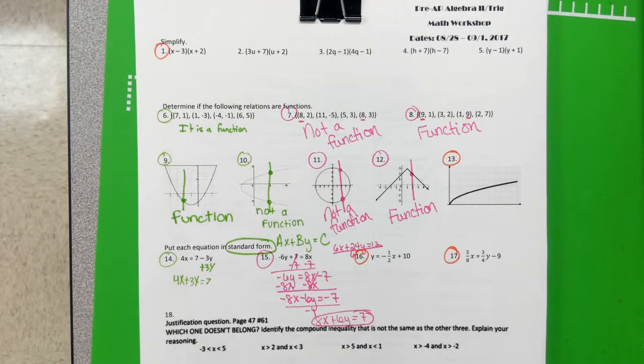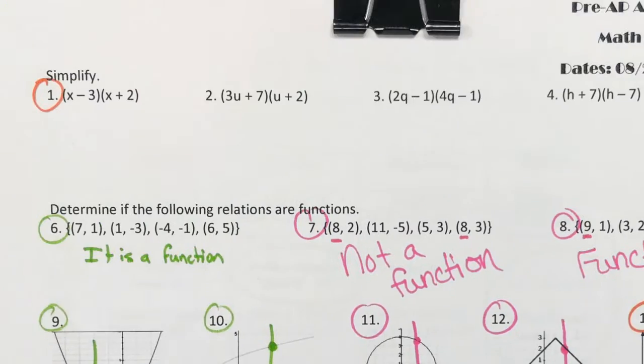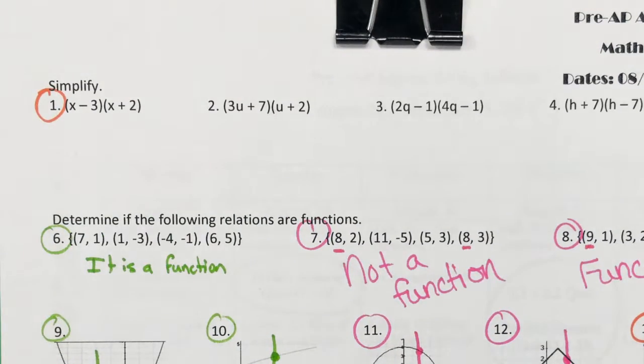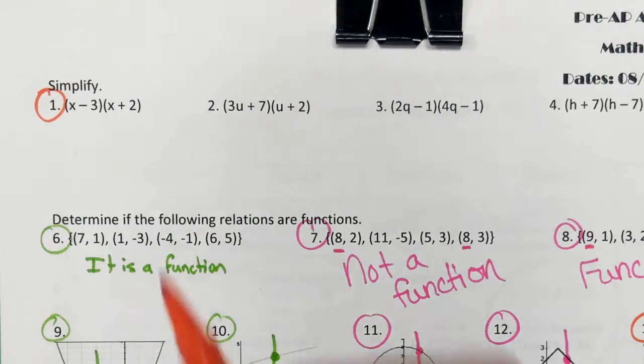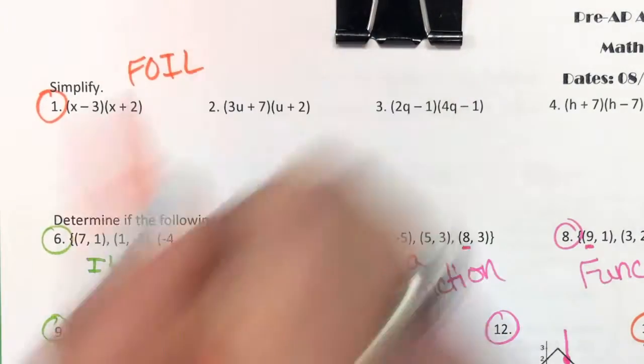Alright, what about number 1? Do you remember how to FOIL? Let me let Adriana in, please. Yeah? No? Remember how to FOIL? First, outer, inner, last. Thank you.